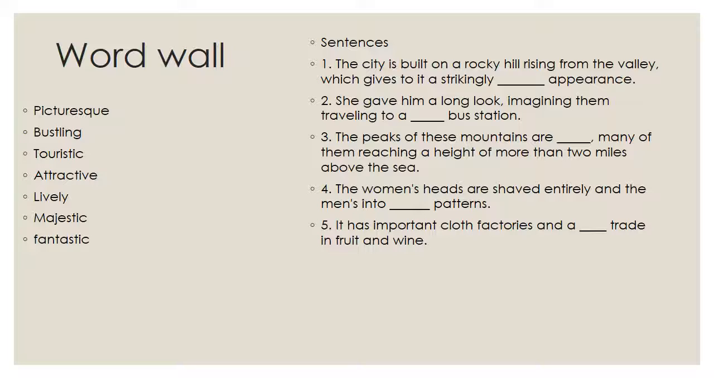The city is built on a rocky hill rising from the valley, which gives it a strikingly blank appearance. 2. She gave him a long look, imagining them traveling to a blank bus station. 3. The peaks of these mountains are blank, many of them reaching a height of more than 2 miles above the sea. 4. The women's heads are shaved entirely and the men's into blank patterns. 5. It has important cloth factories and a blank trade in fruit and wine.